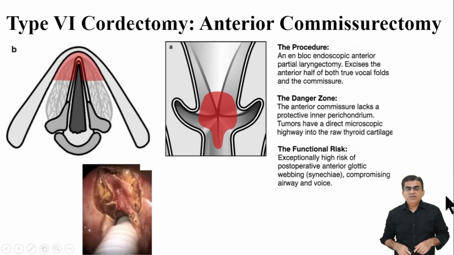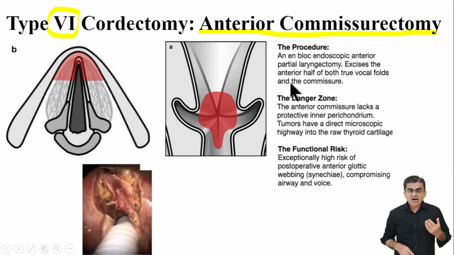Let us look at the final category in the European classification. Look at the diagram on your screen for the type 6 cordectomy. This is also known as anterior commissurectomy. As you can see under the procedure section, this is essentially an endoscopic anterior partial laryngectomy. You must completely remove the anterior half of both true vocal folds along with the commissure itself. See here in these images.